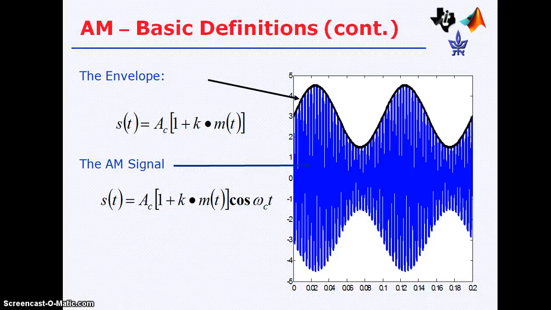Upper sideband is the upper portion of the amplitude variation, and the lower sideband is the lower portion of the amplitude variation. As can also be seen from the diagram, both the upper sideband variation and the lower sideband variation are replicas of the original modulating signal which has been used to generate this modulation.